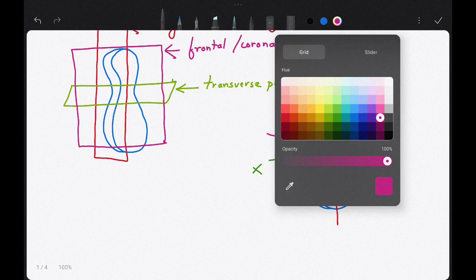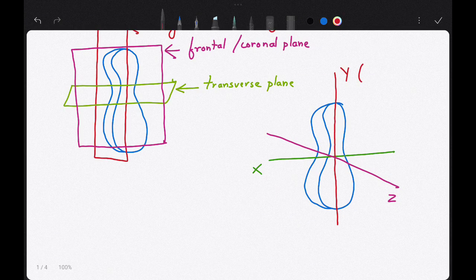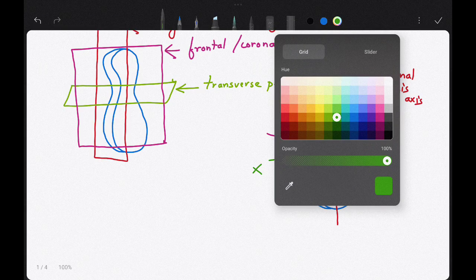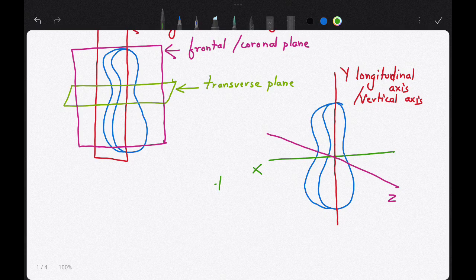Now the X axis is called the longitudinal axis. Remember this, the X axis is called the longitudinal axis, or it is also called the vertical axis. Okay, the Y axis is called the transverse axis. Remember this, this is called the transverse axis or the frontal axis.